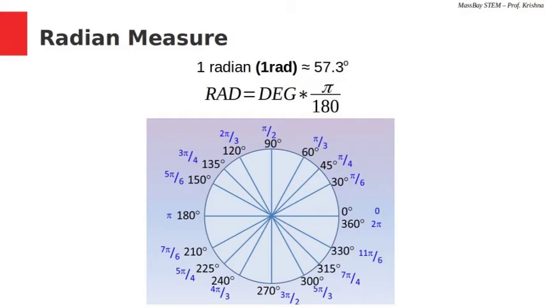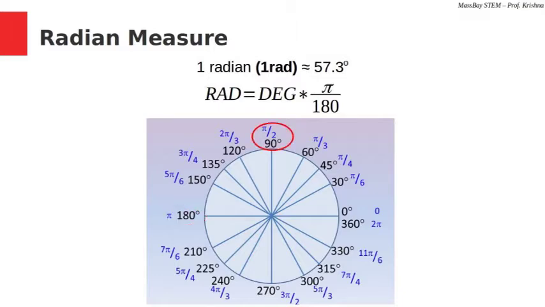Every degree measurement in the unit circle has a corresponding radian measurement. We can use the formula to convert any degree measurement into radians. It's usually convenient to express radian measurements in terms of pi. A full circle is 360 degrees. When we convert that into radians, we get 6.28 radians, or equivalently 2 pi radians. 180 degrees is 3.14 radians, that's pi radians.